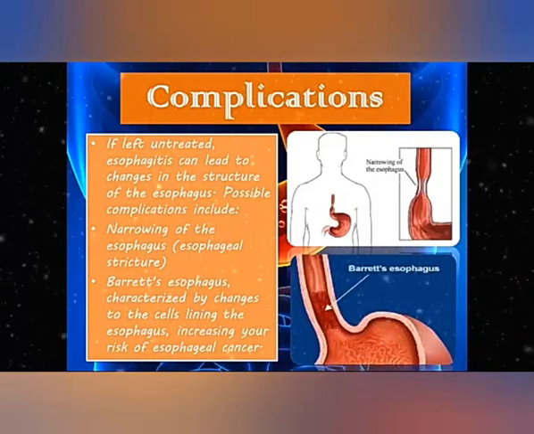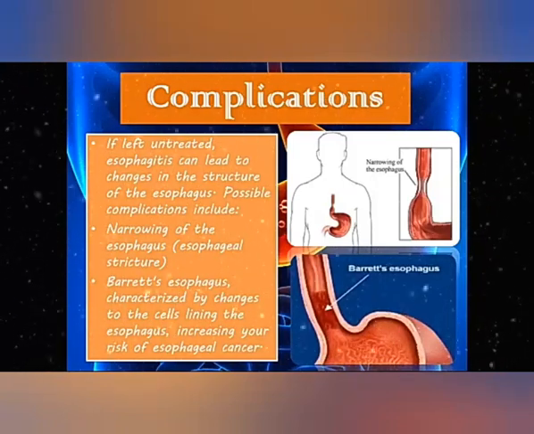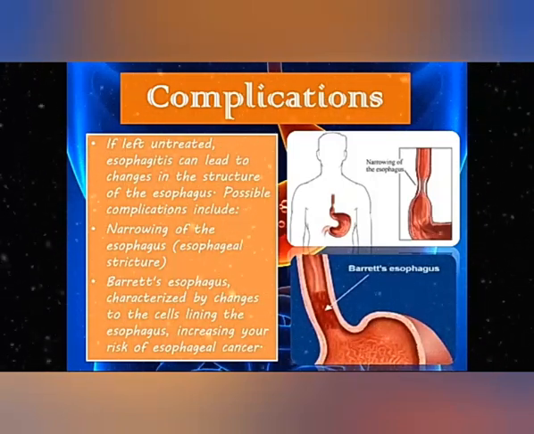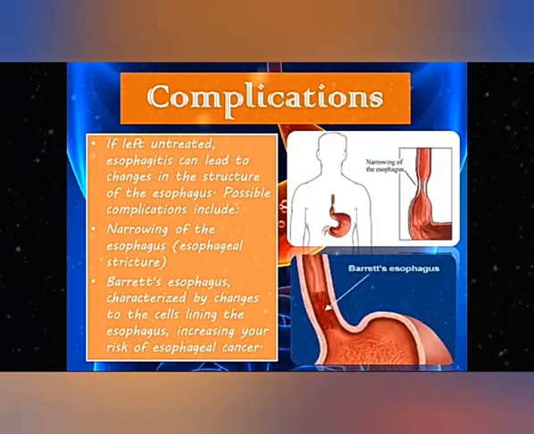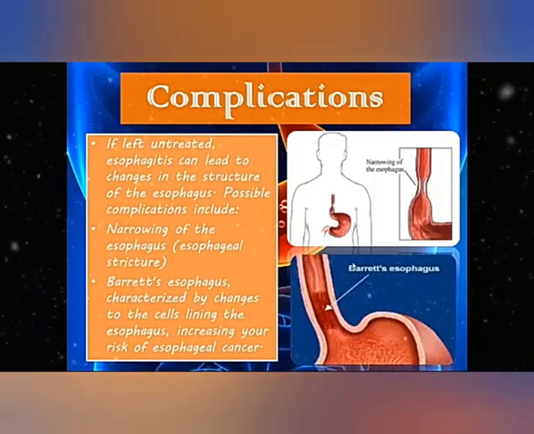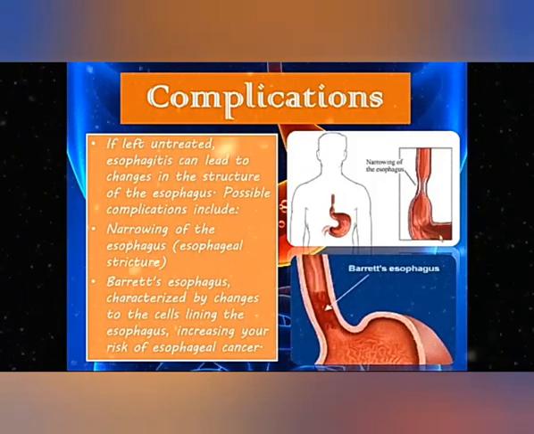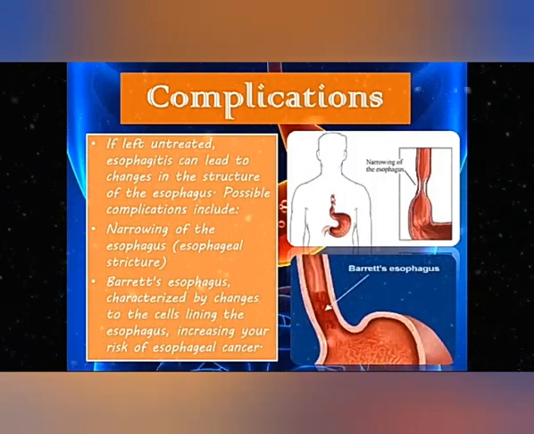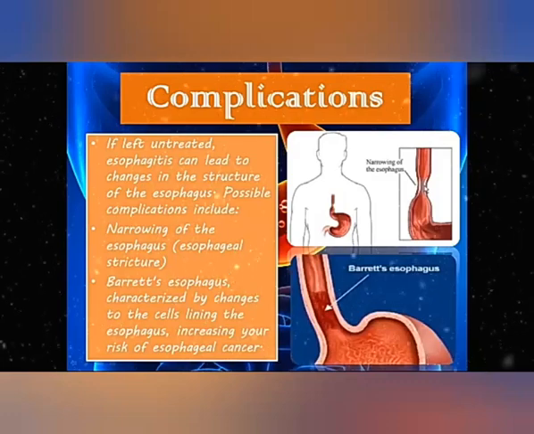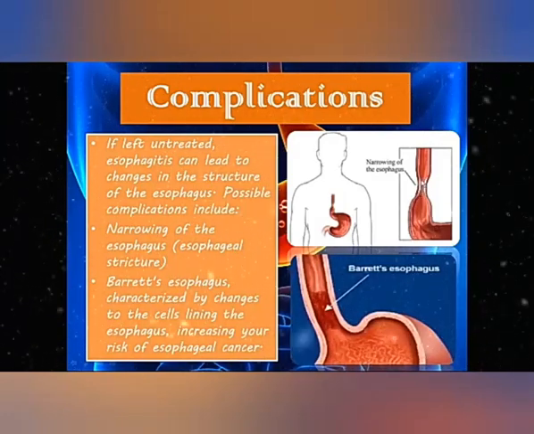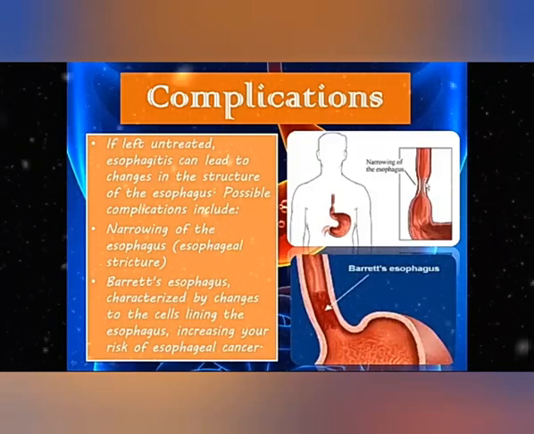Possible complications include narrowing of the esophagus, which is called an esophageal stricture, or Barrett's esophagus, which is characterized by changes to the cells of the lining in the esophagus, increasing your risk of esophageal cancer. So I'm first going to talk about the esophageal stricture, and in the picture above on the right, you can see that if a patient comes into the clinic with chronic acid reflux, because of their chronic irritation to that specific area in the esophagus, we're going to have a narrowing of the esophagus, and this narrowing is called a stricture.